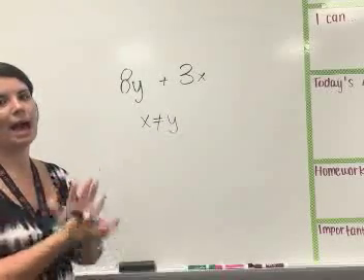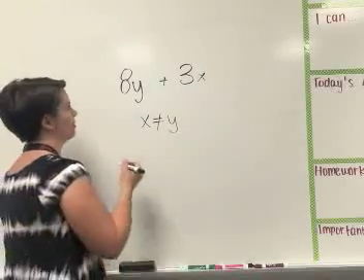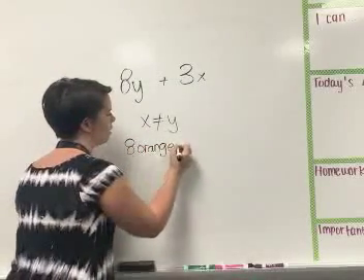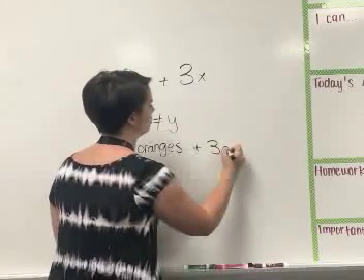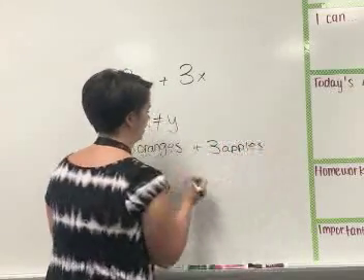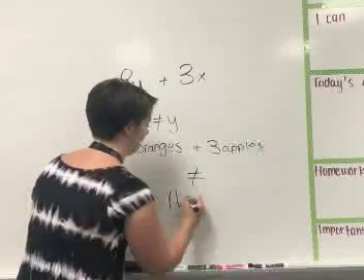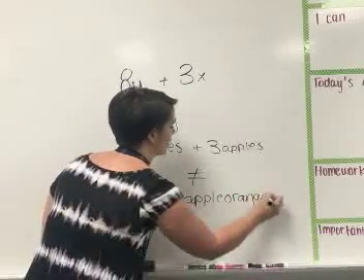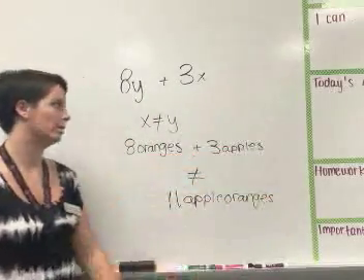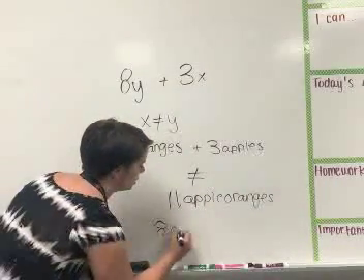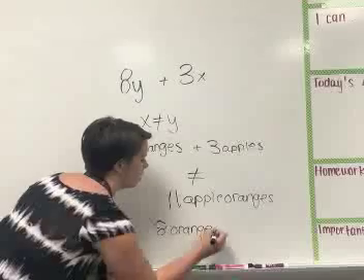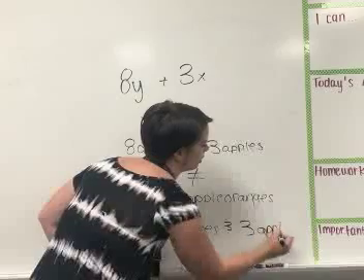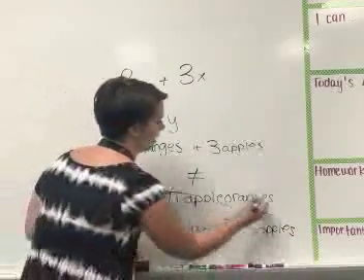They're not the same. So can I combine these two things? No. They're like apples and oranges, okay? If I had 8 oranges and 3 apples, it does not equal 11 apple oranges, right? No way. I still just have 8 oranges and 3 apples. I don't have 11 apple oranges.